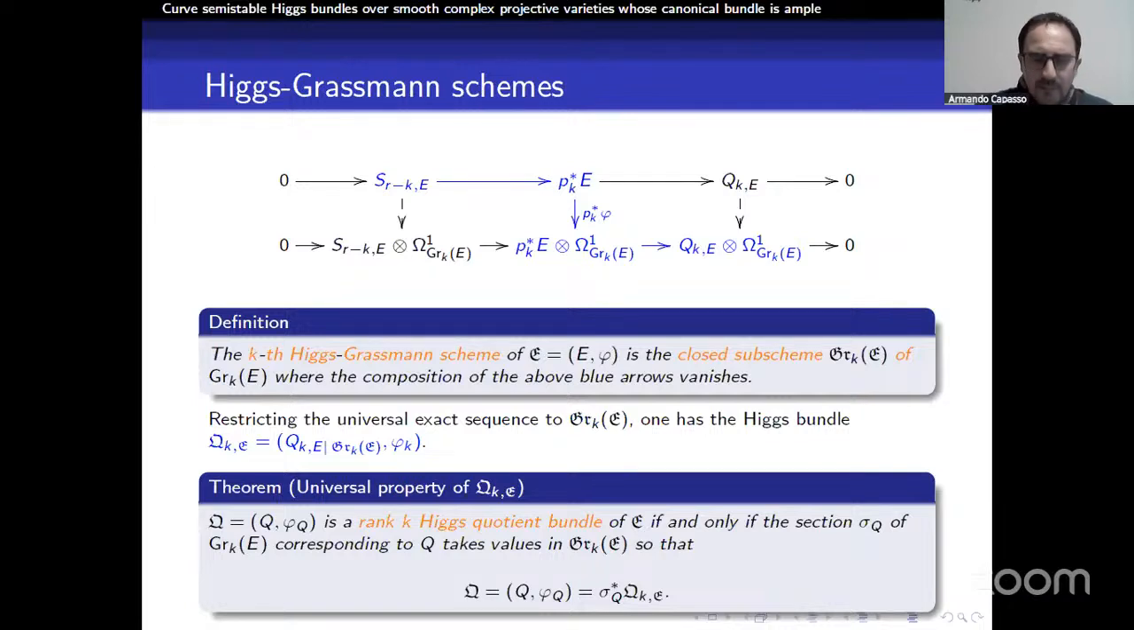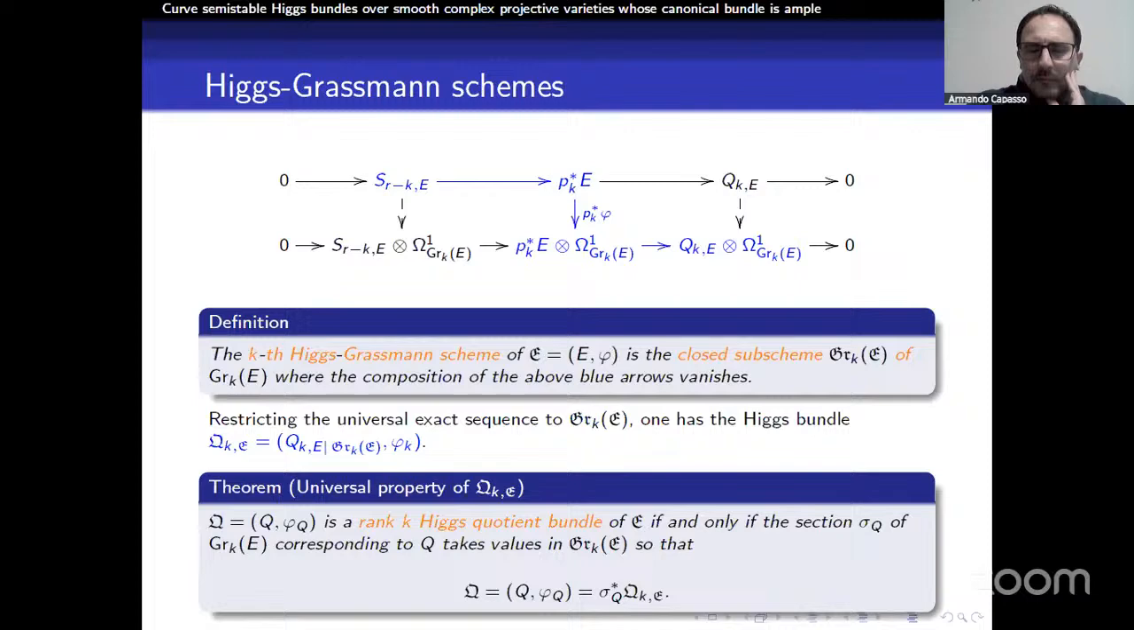I mean, given a Higgs bundle E, in order to construct a rank K Higgs quotient bundle of E, one needs to consider a section of the K-th Grassmann bundle of E which takes value in the K-th Higgs Grassmann scheme, and vice versa. If I take a section of the K-th Grassmann bundle which takes value in the K-th Higgs Grassmann scheme, then one finds a rank K Higgs quotient bundle of E. This justifies this definition.